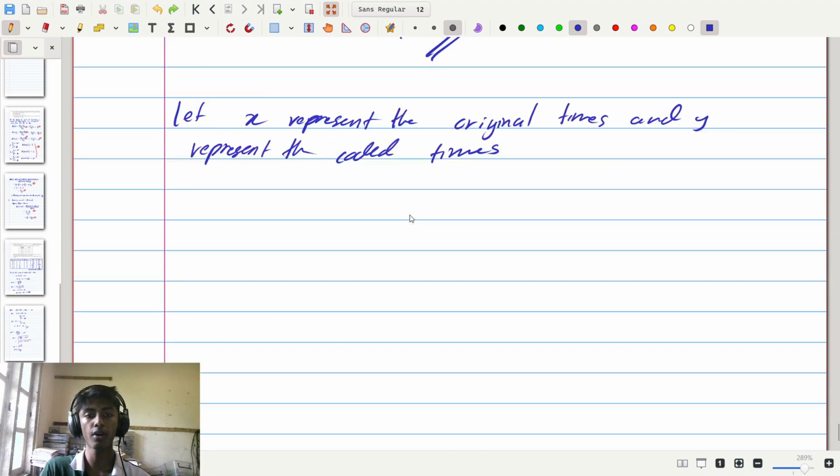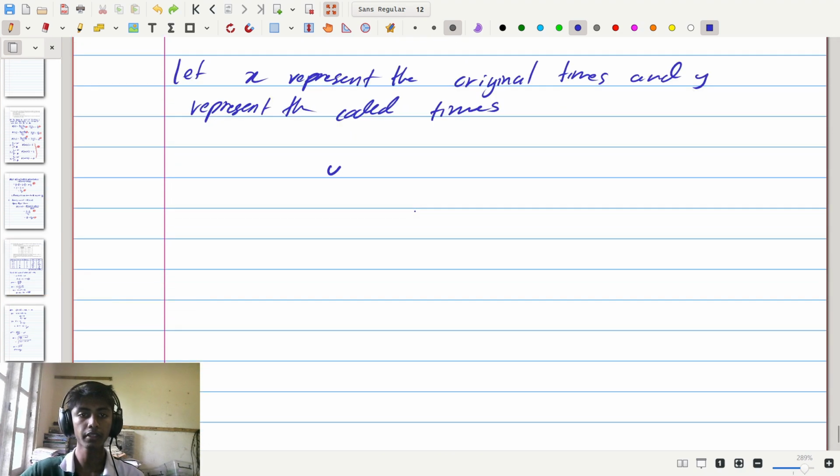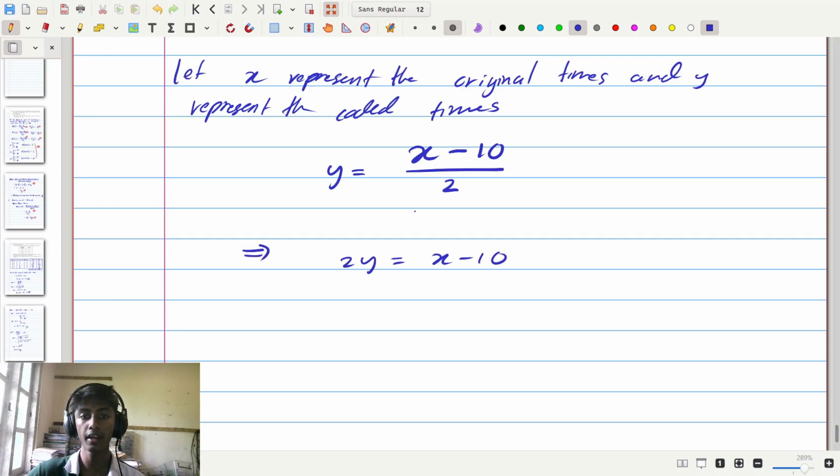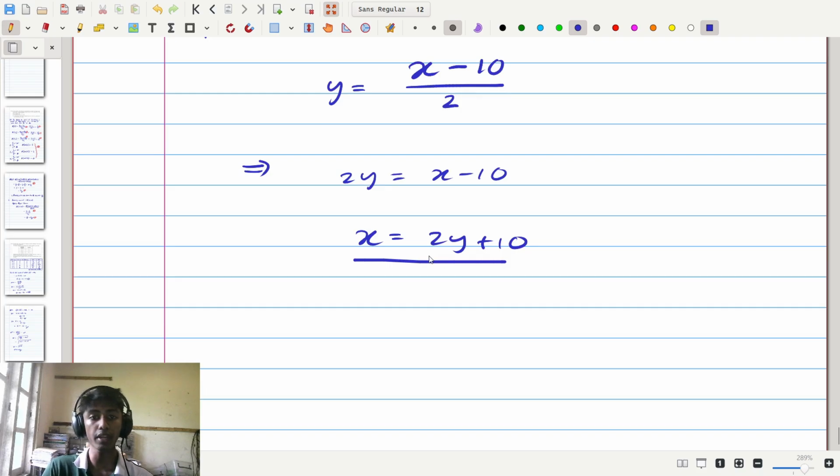So therefore, the coded value of y is equal to the actual value minus 10 divided by 2. And rearranging this, we can see we get 2y equals x minus 10, and therefore x equals 2y plus 10. Now according to this, this is the way that we can undo our coding. We have to take the original values being equal to 2 times the coded value plus 10.